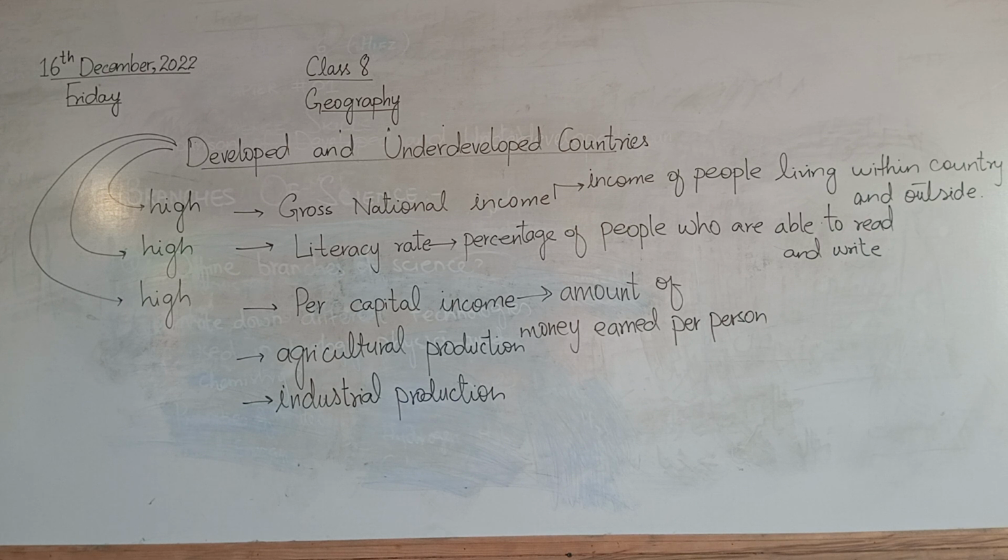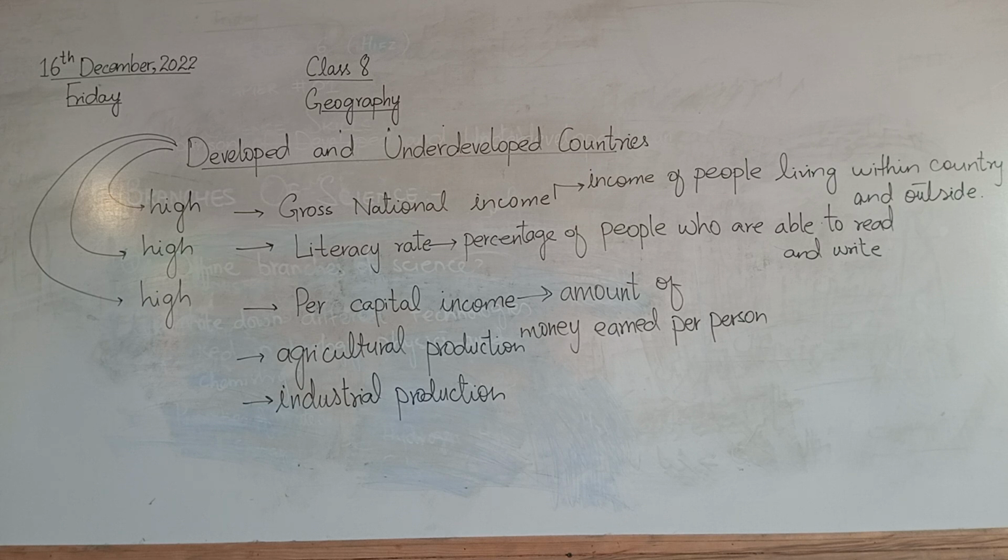And if I talk about industrial production, like the production of different cars, different chemicals, different fertilizers, different garments, clothes, they are also good and high in developed countries, whereas the underdeveloped countries usually have to import these products from other nations, mostly from developed nations. So sometimes underdeveloped nations have to import agricultural products from other nations, and sometimes they have to import industrial products from other nations. So these are causing major differences between developed and underdeveloped nations.